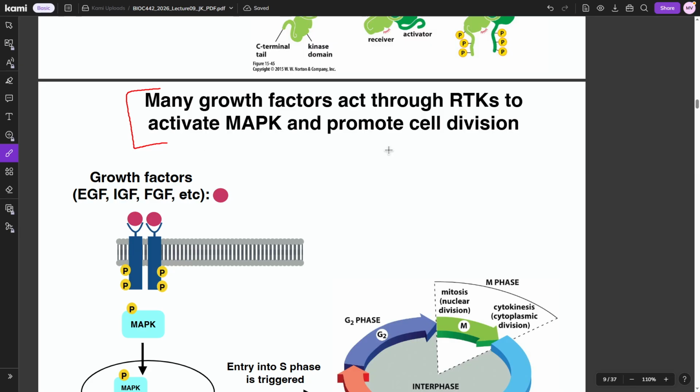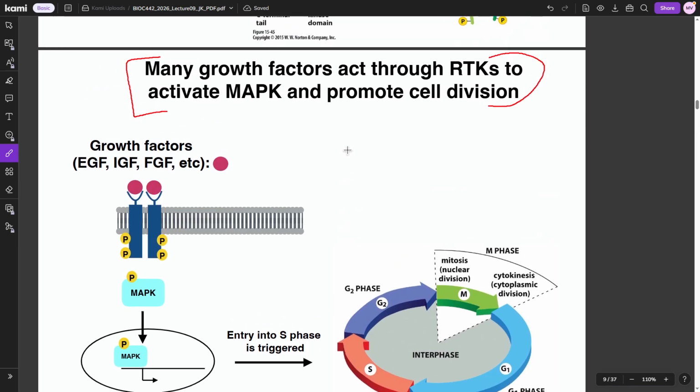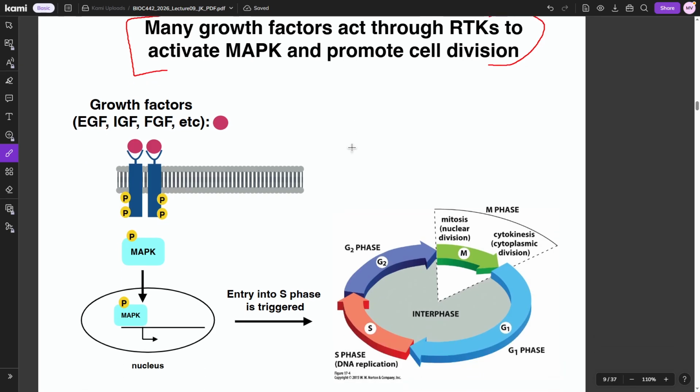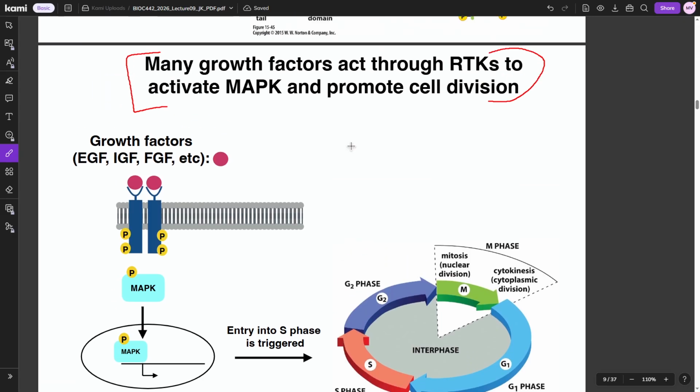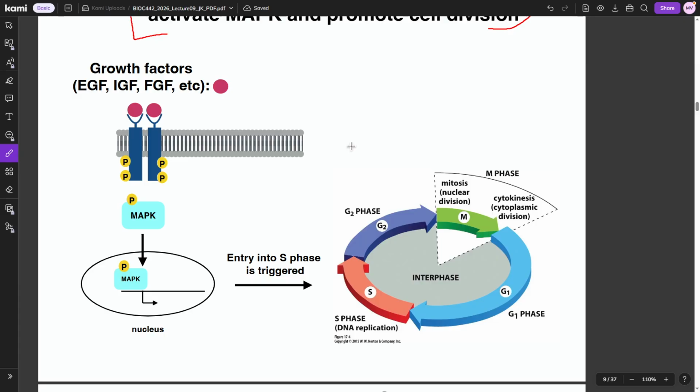And lo and behold, like I just said, many growth factors act through RTKs. So here we have an example of this. I wish it would show me which phase it is. This is usually going to be in G1, if I'm not mistaken, because the G phases are usually the interphase growth sections. I'm not too sure why it doesn't specify. Oh, yeah, here. Entry into S phase is triggered. So this is going to be in G1.